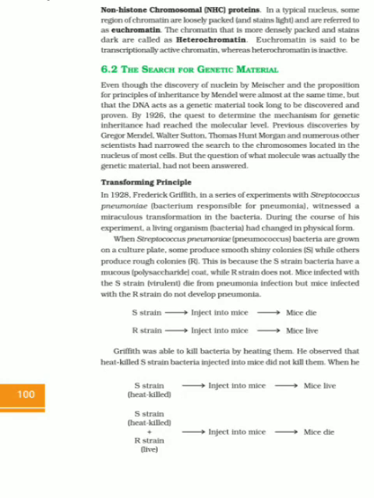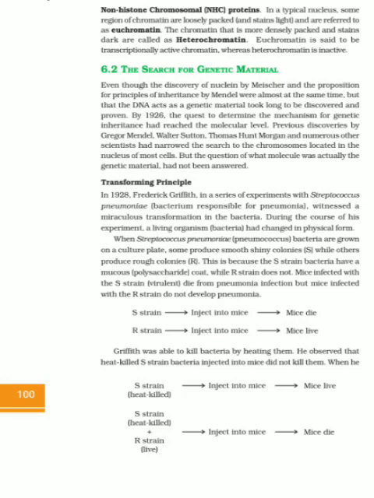Transforming principle. In 1928, Frederick Griffith, in a series of experiments with Streptococcus pneumoniae, the bacterium responsible for pneumonia, witnessed a miraculous transformation in the bacteria. During the course of his experiment, a living organism, bacteria, had changed in physical form. When Streptococcus pneumococcus bacteria are grown on a culture plate, some produce smooth, shiny colonies (S), while others produce rough colonies (R). This is because the S strain bacteria have a mucus polysaccharide coat, while the R strain does not.